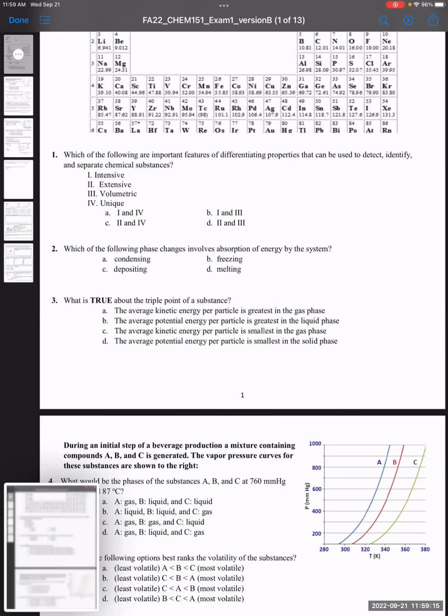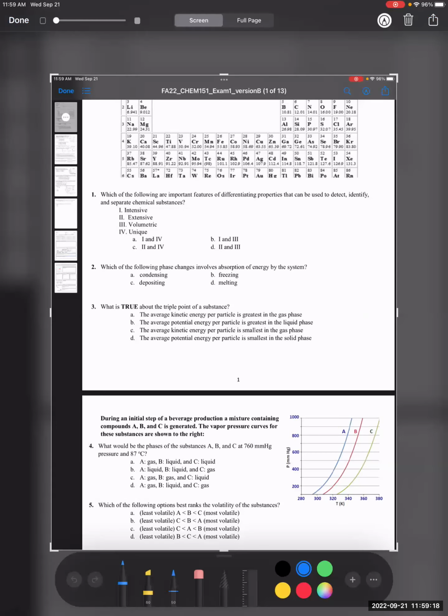Okay, so we know if it is a differentiating characteristic, it needs to be an intensive property. That means it should not depend on the amount. And here's one of them. And it cannot be extensive. Extensive means it depends on the amount. If the property value changes with the amount we have, it's not going to work. Like for an example, mass or volume or something like that. And then the volumetric does not make any sense here.